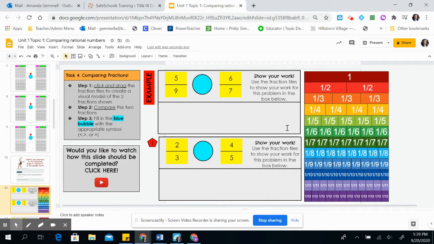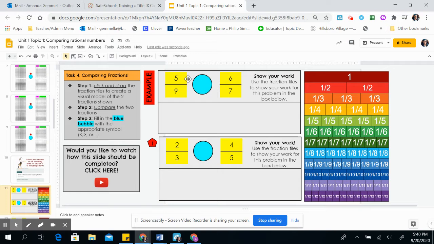We're going to click and drag the fraction tiles, these are the fraction tiles, to create a visual model of the two fractions shown. Then you will compare the two fractions. Then you will fill in the blue bubble with the appropriate symbol, the less than, greater than, or equal to symbol. This is the example.